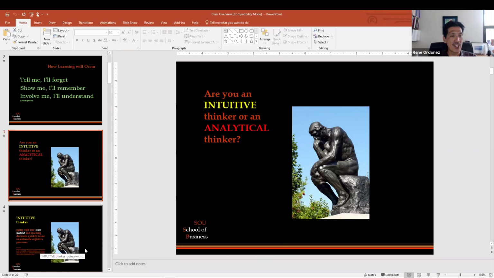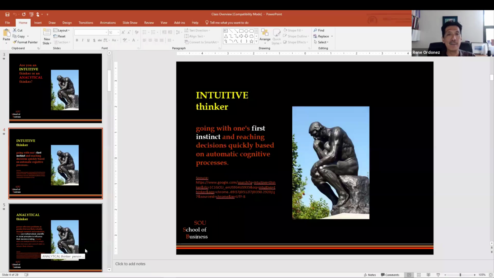So here's the definition that I found on the web in terms of the intuitive thinkers. As Madison said, an intuitive thinker is going with one's first instinct and reaching decisions that are based on automatic cognitive processes. So pretty much, when you're trying to evaluate a situation, maybe the gut feeling is what you use as a way to evaluate choices, educated guesses, right?